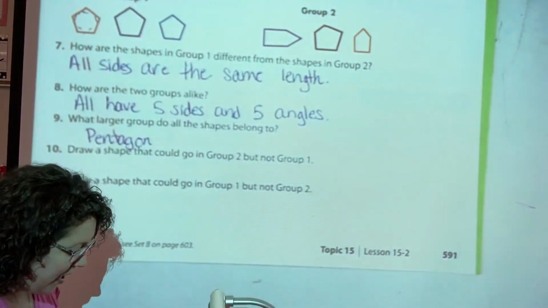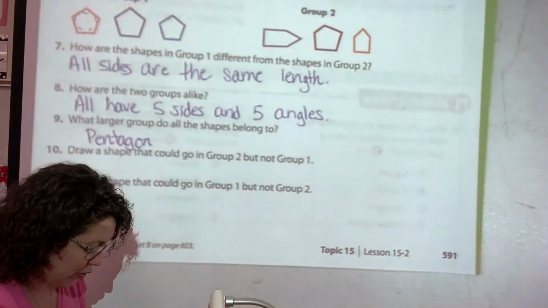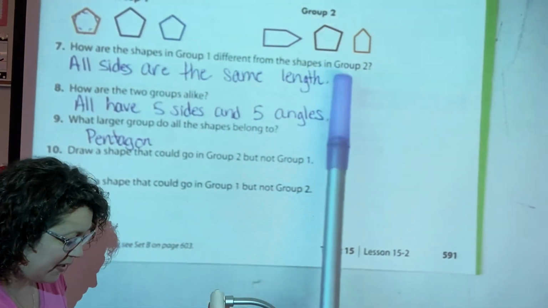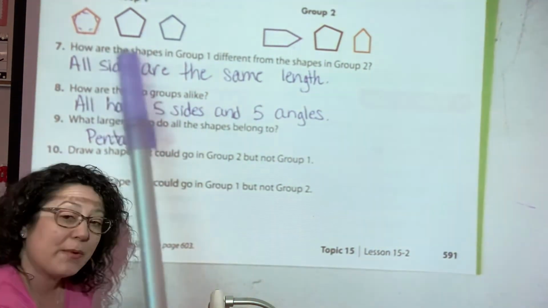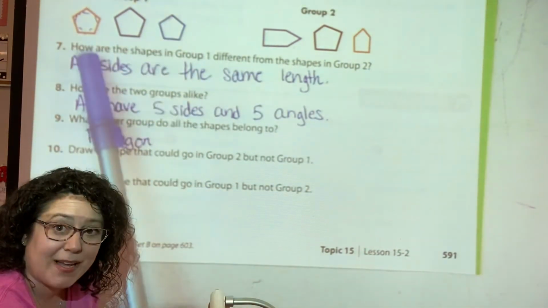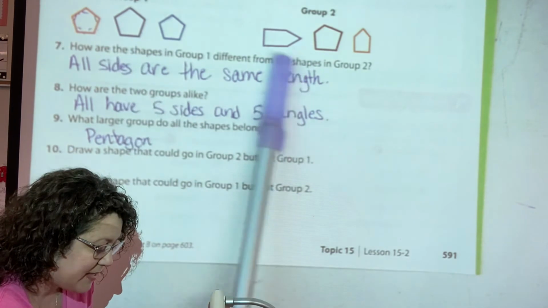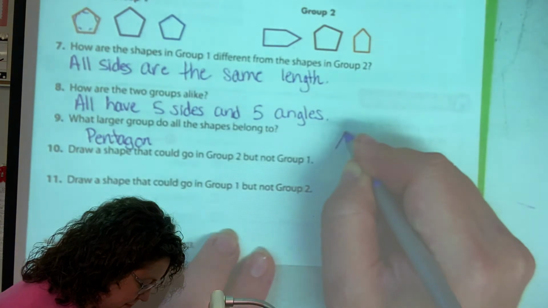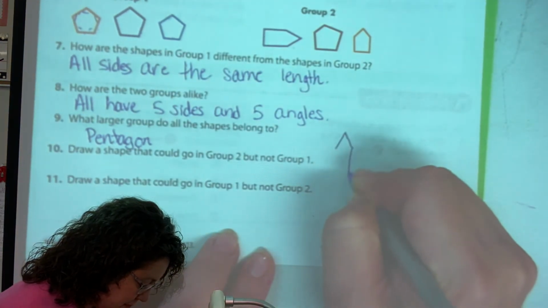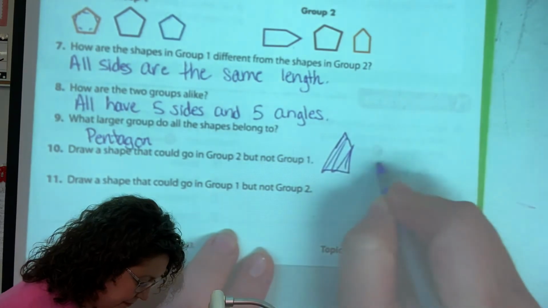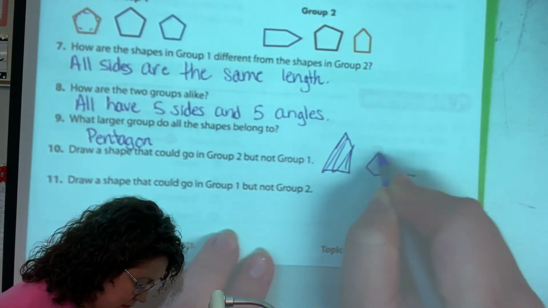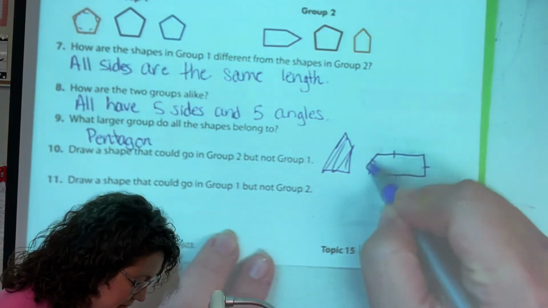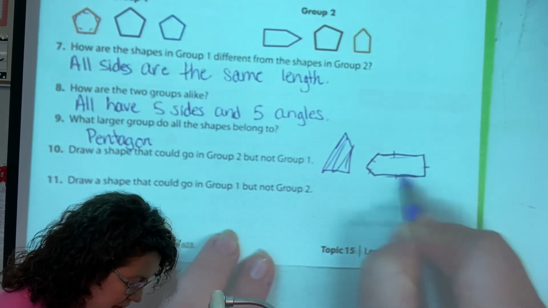All right, number 10. Draw a shape that could go into group 2, but not group 1. Group 2 is a pentagon, so we know it has to have 5 sides. And remember, group 1, all sides were the same size, right? These had all different sizes. So I could just draw, no, not that. 1, 2, 3, 4. So I have 5, and they're different lengths. These 2 are different, these 2 are different, and that one's different.